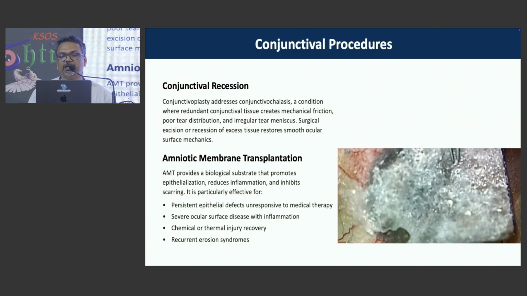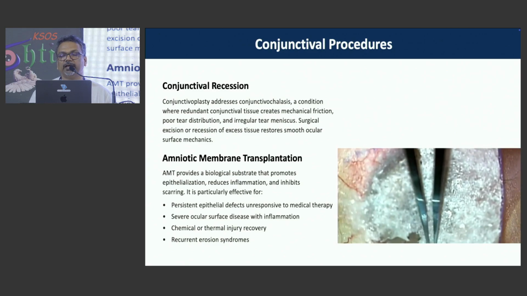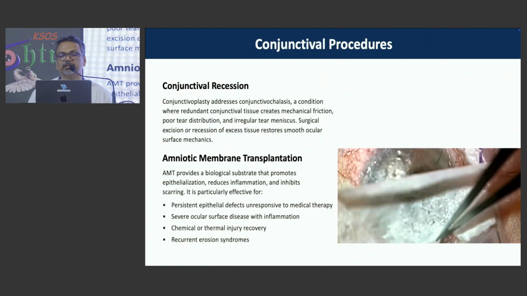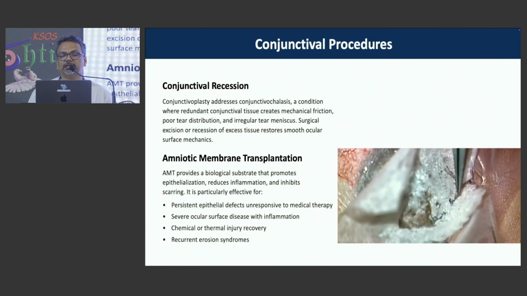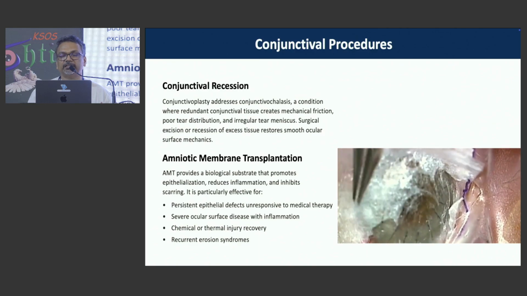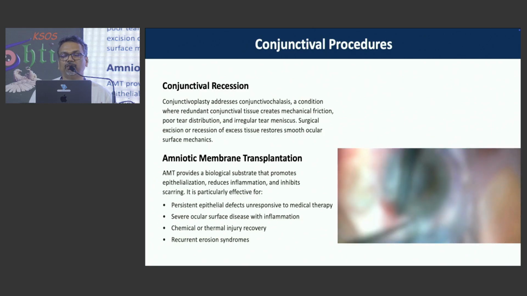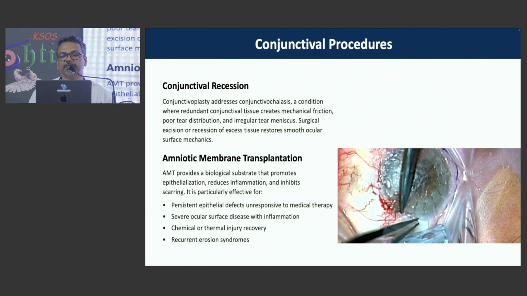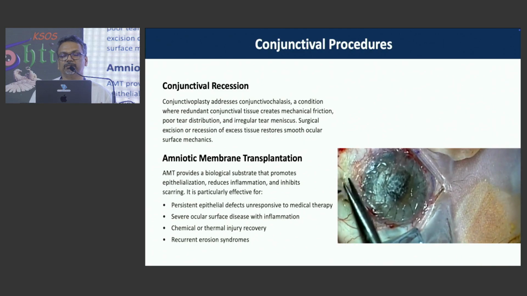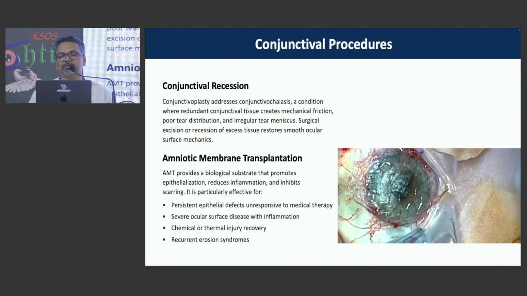So these are available in different types. This is a dehydrated amniotic membrane graft called Omnigen, which you can store for a much longer time, or dehydrated freeze-dried is also available. So you can apply it over the persistent epithelial defect and either suture it or use glue.